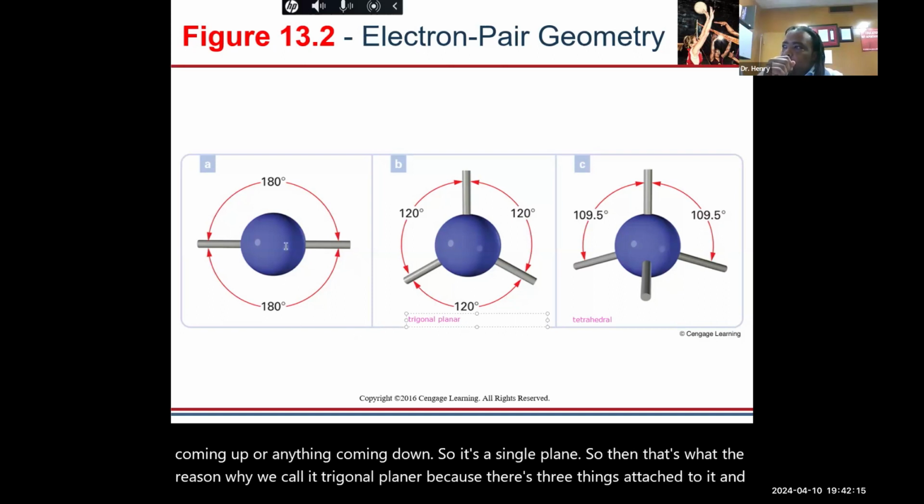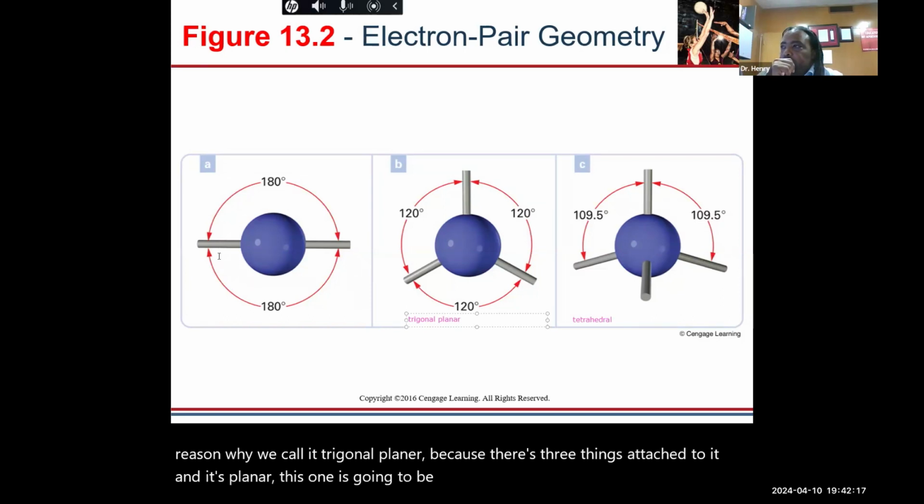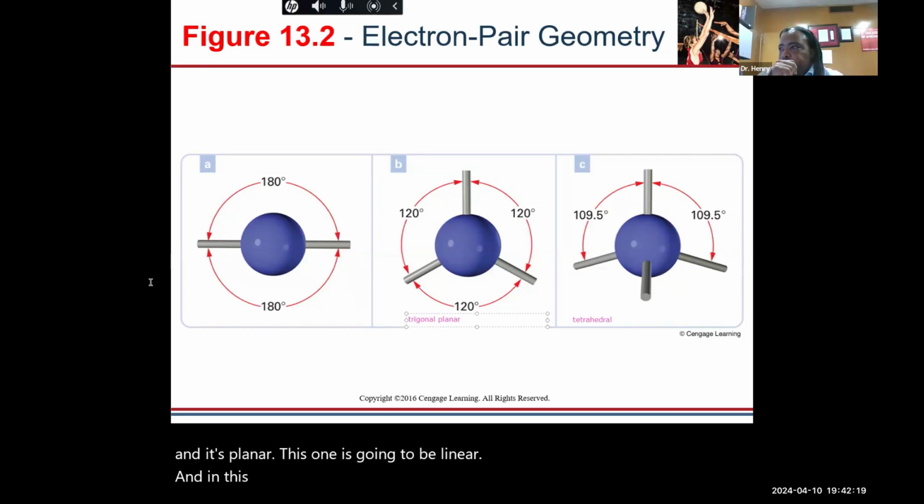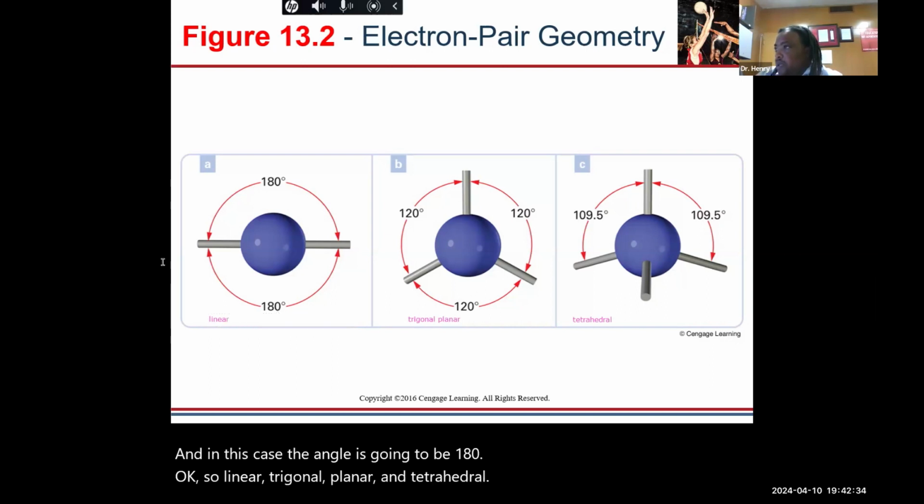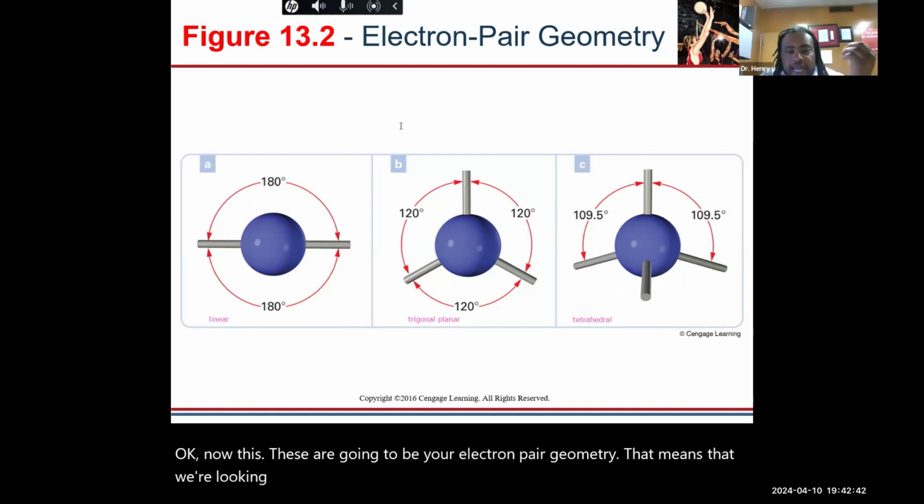This one is going to be linear, and in this case the angle is going to be 180. Okay. So linear, trigonal planar, and tetrahedral. Now, these are going to be your electron pair geometries. That means that we're looking at either electron pairs or atoms that are attached to the center atom.